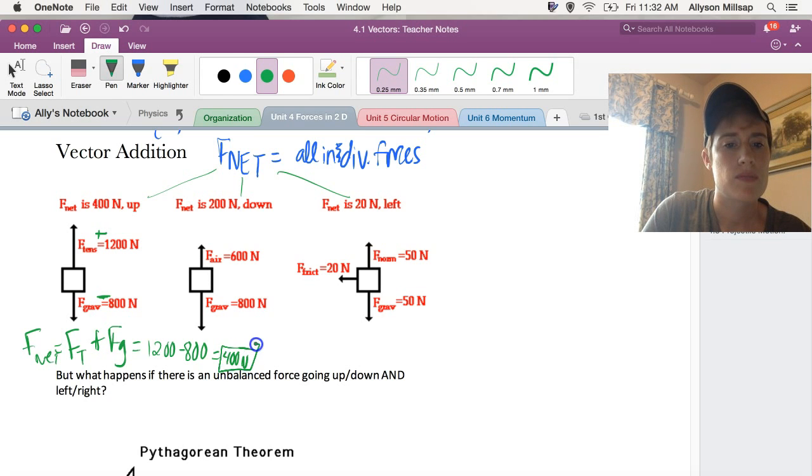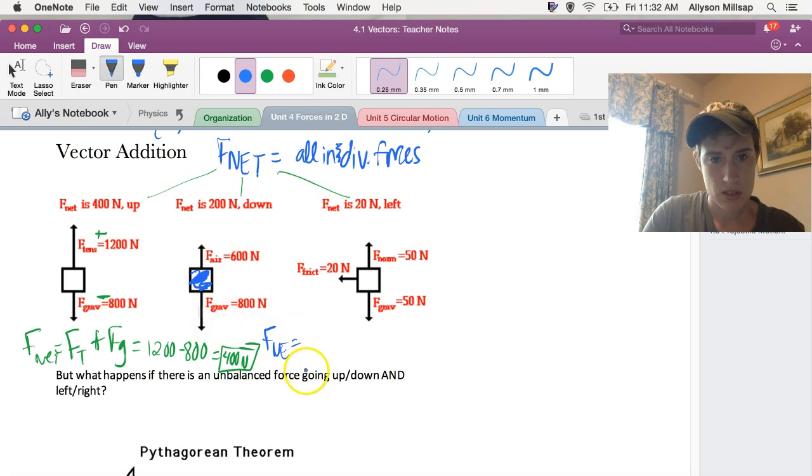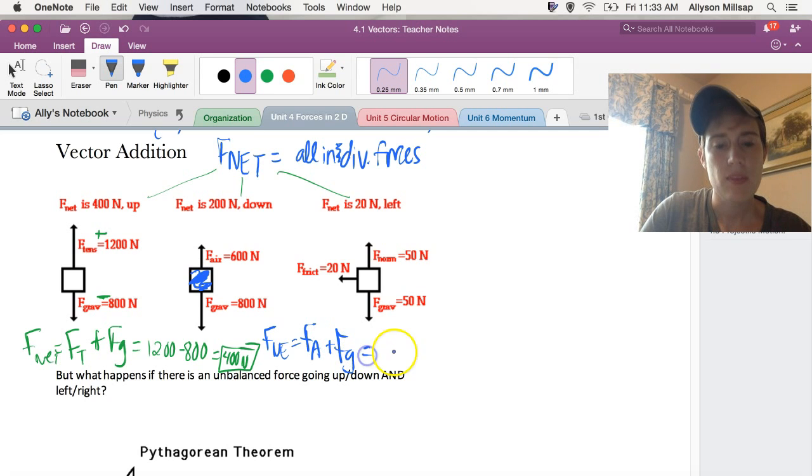That's my net force. Let's calculate net force for this equation right here, the blue one. So what's its formula for net force? Well, it's got two different forces. It's got air resistance, which is 600. I guess I should write that out first. It's got force of air resistance plus force of gravity. So the air resistance is 600, and it's positive because it's going up. Gravity is going downward, so it's negative. So the net force is negative 200.